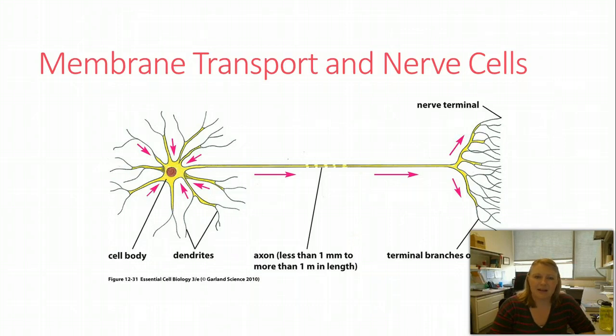Then they have what's known as an axon, which is the very long arm that spreads down to the nerve terminal, which is what releases the signal to the next cell. The axon is responsible for carrying the signal away from the cell. So make sure you understand how that works, because it's going to play a role here in just a second.